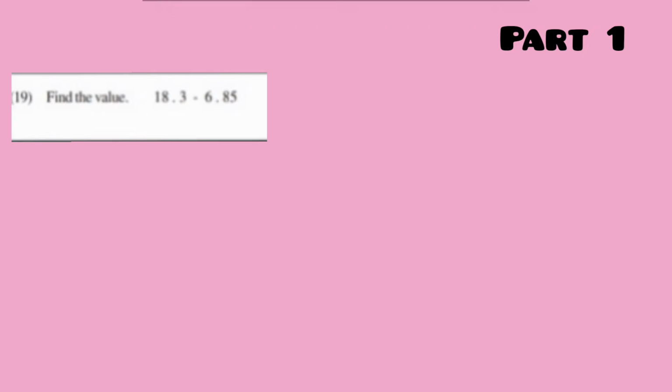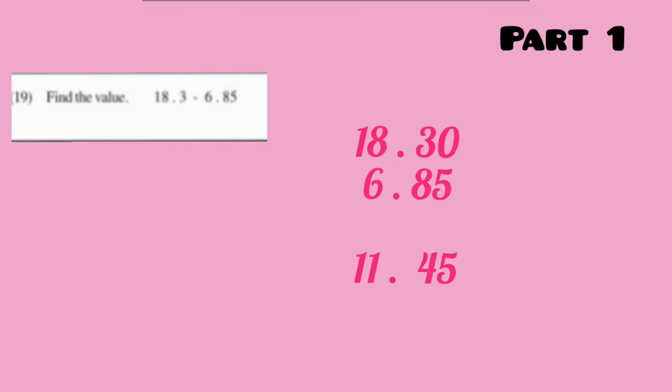Question number 19. Find the value. 18.3 minus 6.85. When solving this, we have to keep the decimal points one below the other. You have to write the decimal numbers again by keeping the first decimal places one below the other, then the second decimal places like that. So the answer is 11.45.